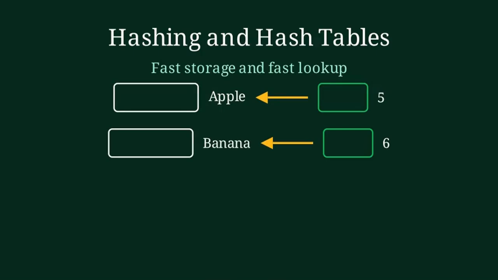Here is a simple rule. Count the number of letters. If the input is apple, the hash value is 5. If the input is banana, the hash value is 6.